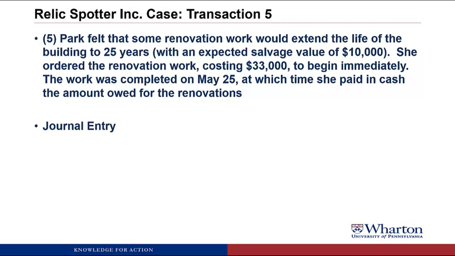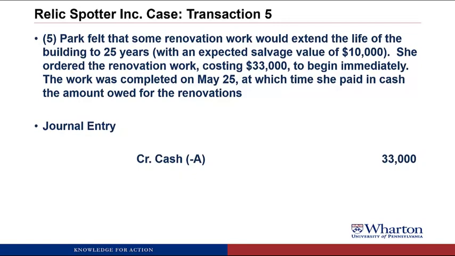For this transaction, the first thing we're going to do is ignore the stuff about salvage value and 25 years. We'll come back to that in a later video. Instead, we're going to focus on the transaction that happened on May 25th, which is when Park paid the cash. We paid $33,000 of cash. Cash is an asset. We make an asset go down through a credit, so we credit cash for $33,000. So now we're looking for a debit.